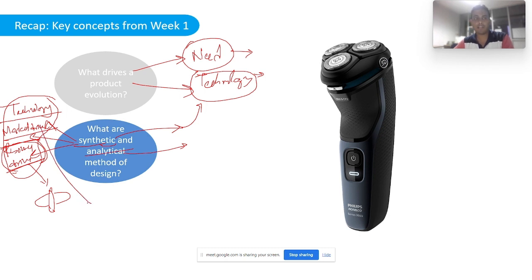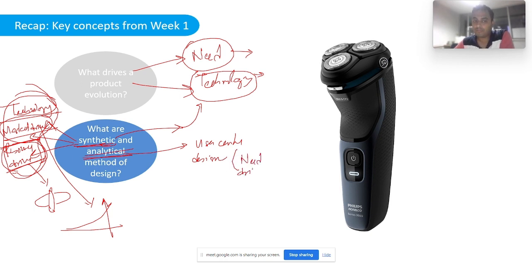Similarly, market driven can be like if the market saw a growth, a trend, of a particular product, in order to get that kind of business, you come up with a solution. That is called market driven. Technology is again technology push. So all these design approaches which drive design come under the synthetic method of design. The analytical method is the user centered design approach, which is more like a need driven approach. Okay, got it.